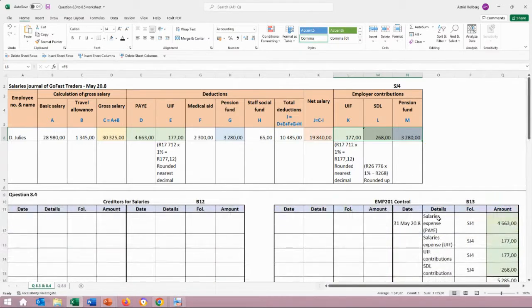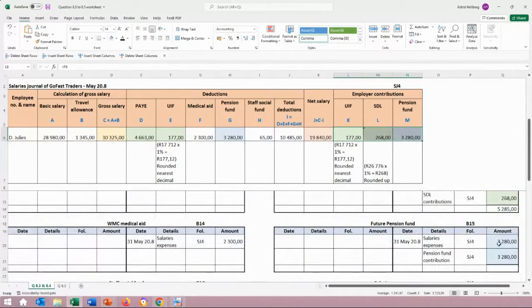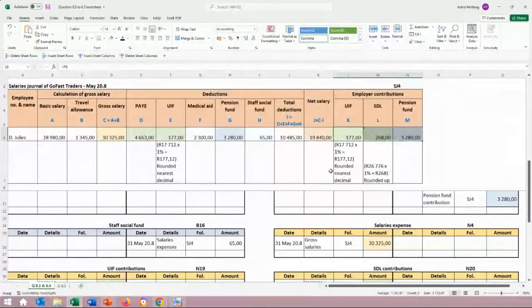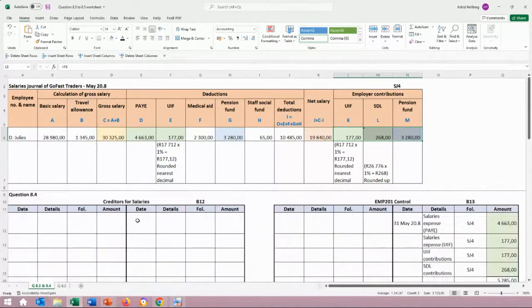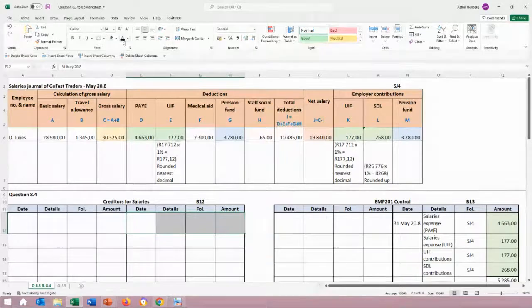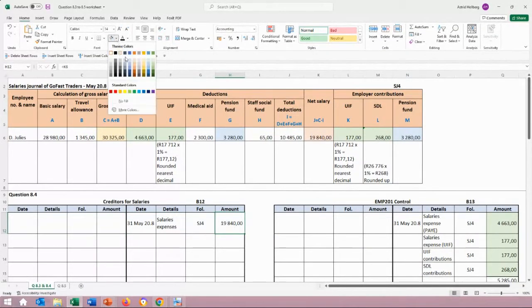Now if you take these two, you add the 880 and the 65 Rand, and you deduct it from your salary expense, you should get a net salary. Now, where do we put the net salary? We're still missing a leg. We have not accounted for the net salary, so we're not balancing. So the net salary portion goes to our creditors for salaries. If we do not account for that, we have not accounted for all the transactions, so our debits and our credits would not align.